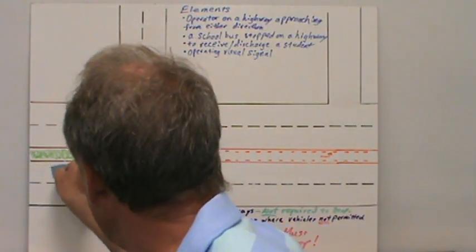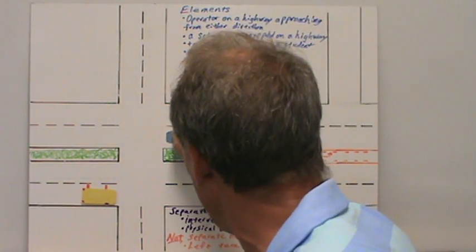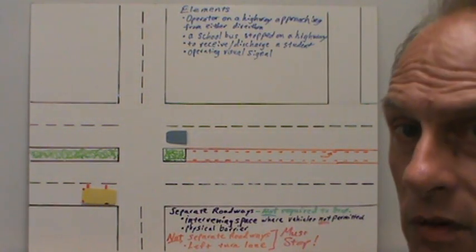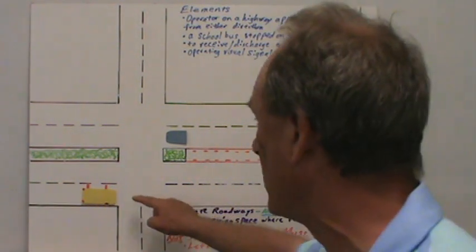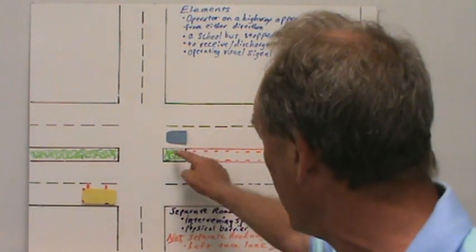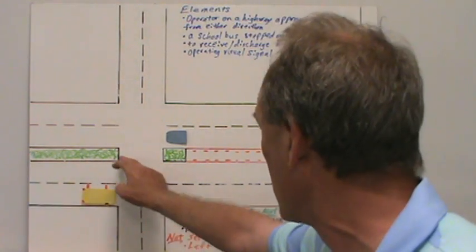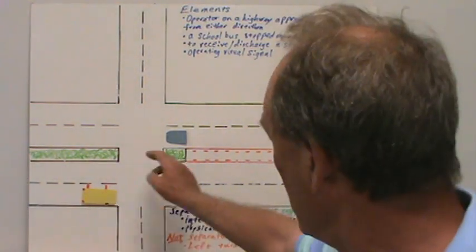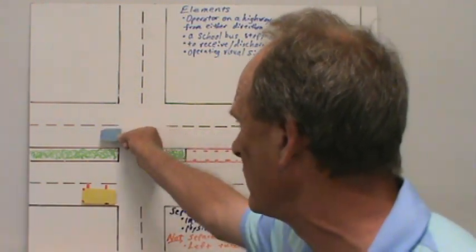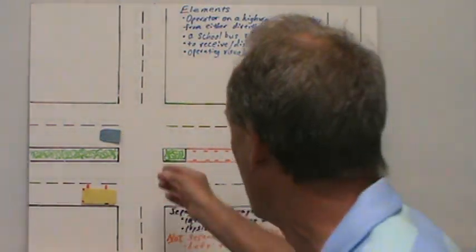Well, let's take this vehicle over here and say he's going to go this way now. Does he have an obligation over here to stop? No. Why? Because he's on separated roadways. I drew this to have vegetation in it, and there's a concrete curb there. So this is an actual separation. And so this fellow here can just keep on going as long as he's in compliance with other traffic laws.